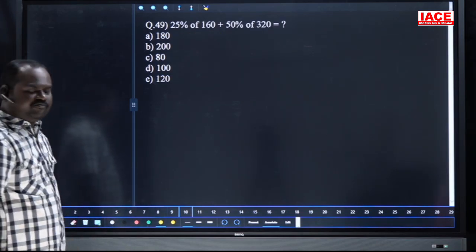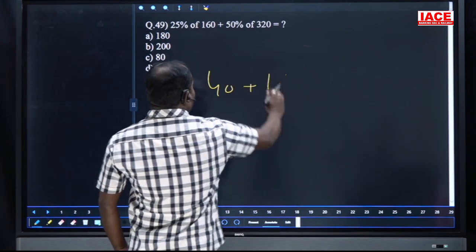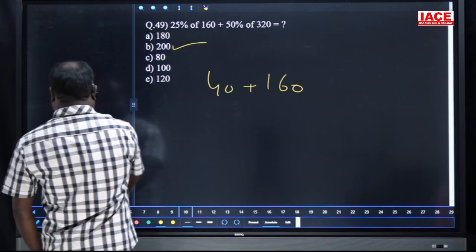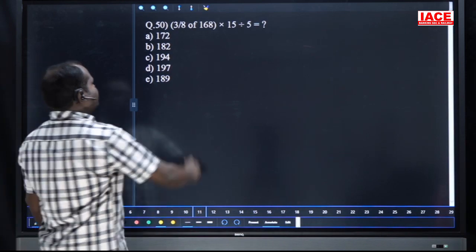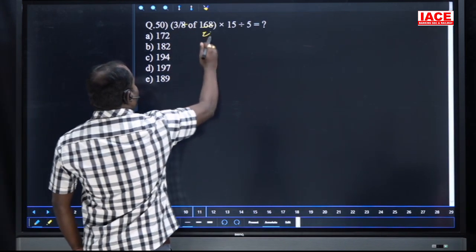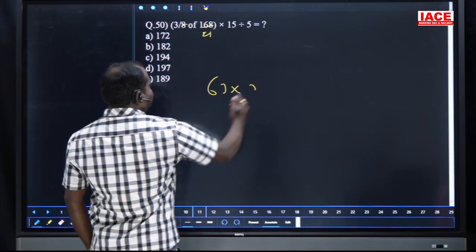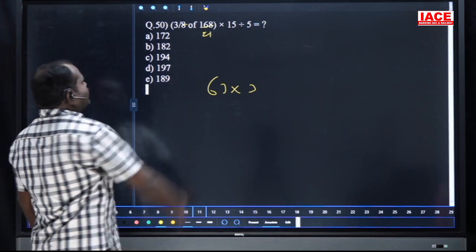25 percent is nothing but 1/4, which means it is 40. 50 percent is half, 160. 160 plus 40 is 200. Next: 3 by 8, by cancelling with 8, 8 twos 21 times. 21 into 3 is 63. 15 by 5 is 3, 63 into 3 is 189.